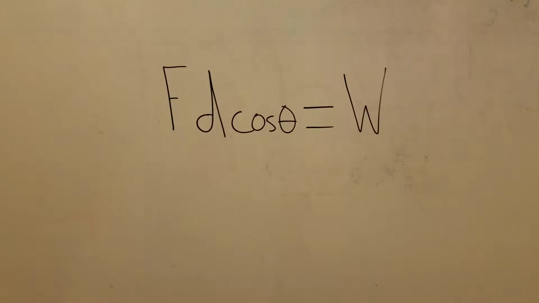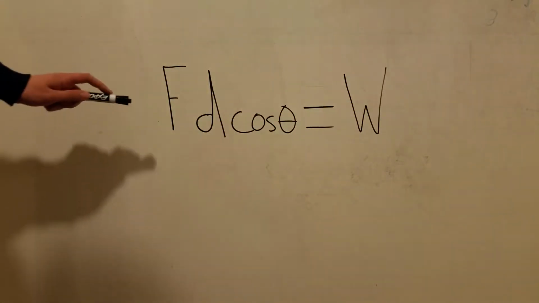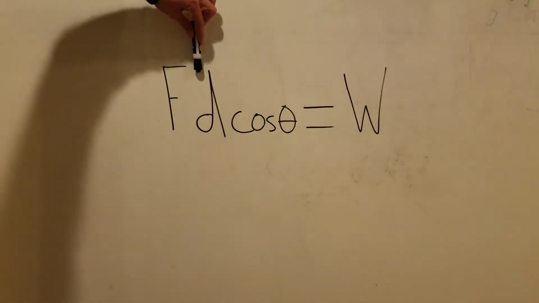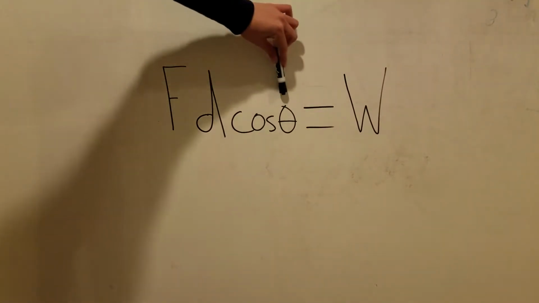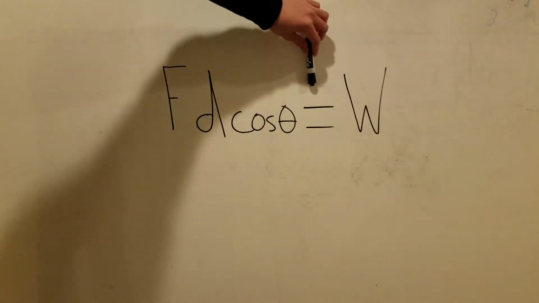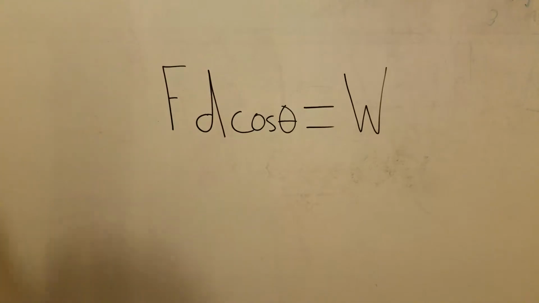Alright. Now, this formula is saying that the force applied on an object, multiplied by the displacement, multiplied by the cosine of the angle at which the force is applied to the object, is equivalent to the work done on the object.